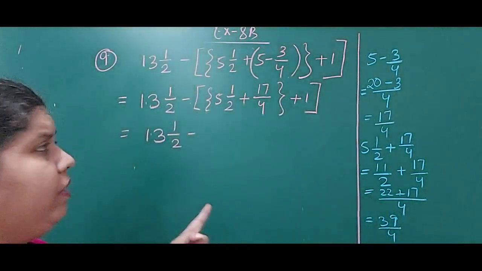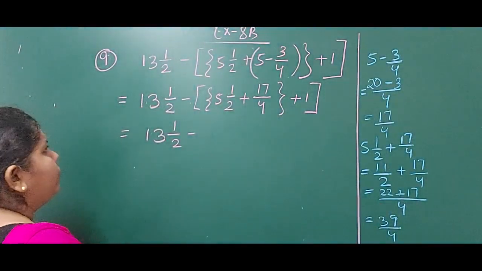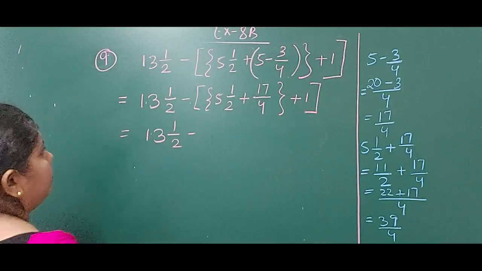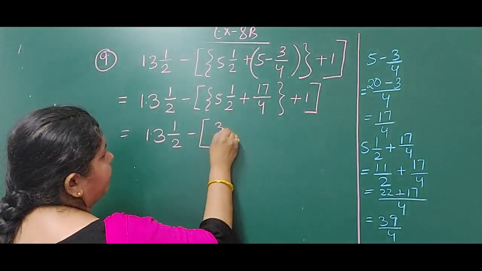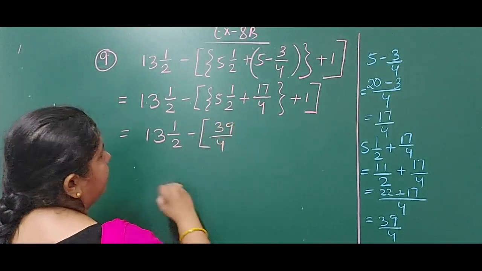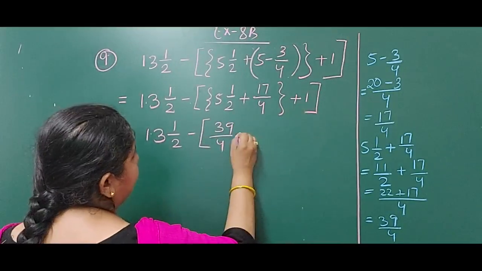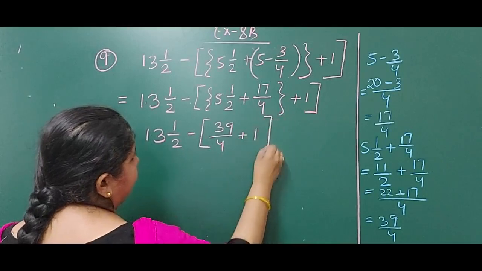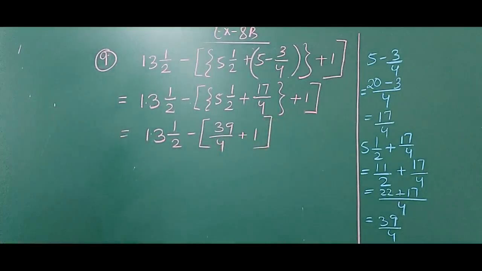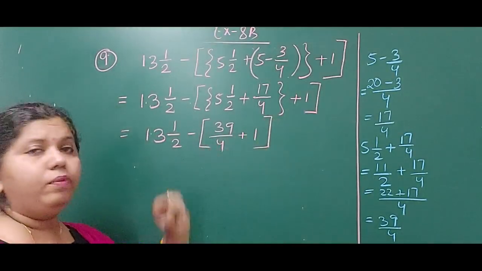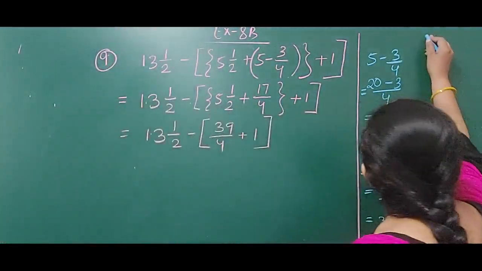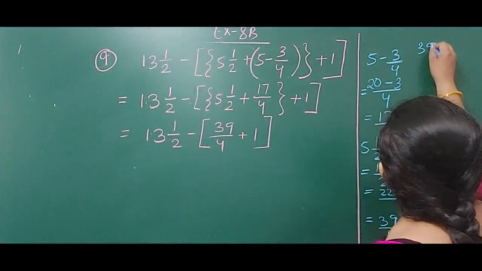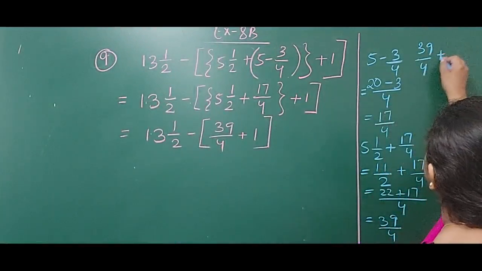Okay, 39 by 4. So we have to use this here. This square bracket will be there, and the curly bracket we can remove, and we can write here 39 by 4. Outside there is plus 1. Now square bracket close. Now we have to solve 39 by 4 plus 1.